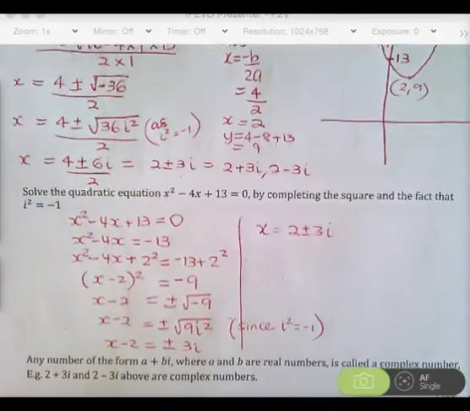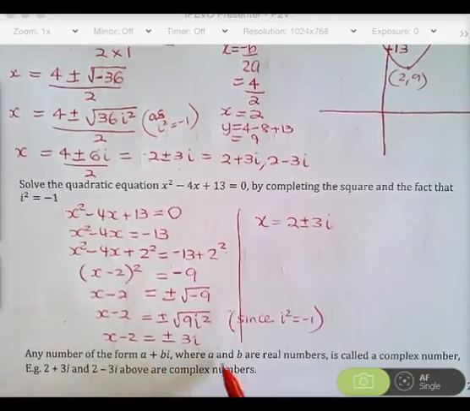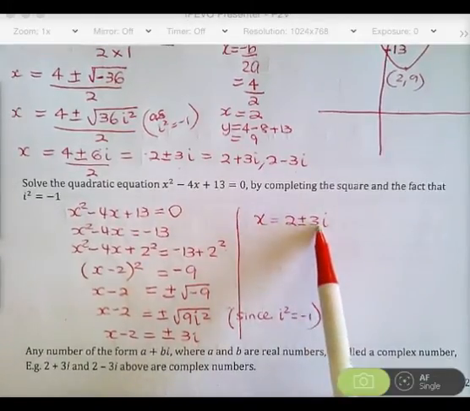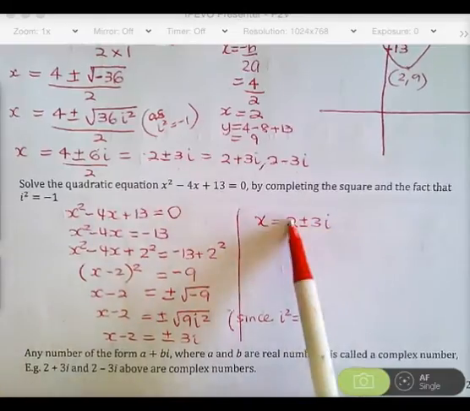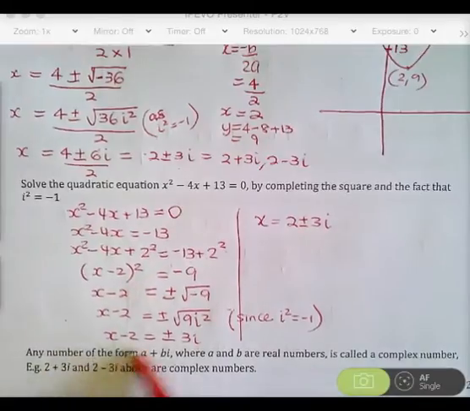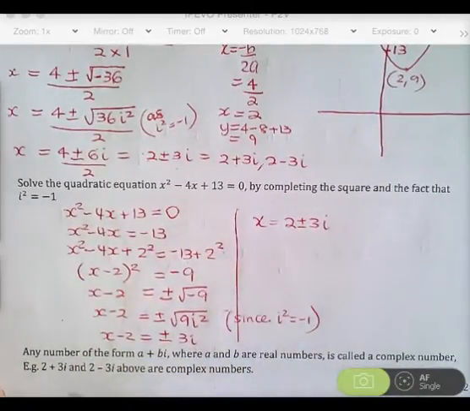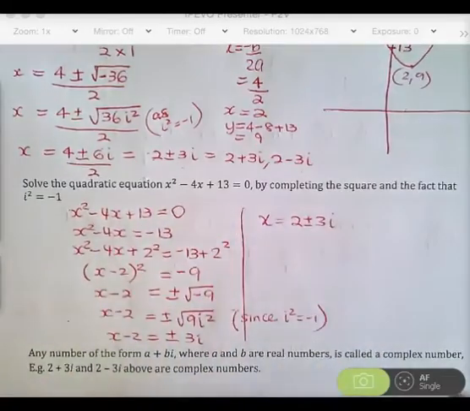All right? Now, any number of this form, a plus bi, notice that a and b are real. So, for example, a here is 2 and b is 3. You've got a real bit, which is the 2, and the imaginary bit, which is the 3i. So any number of the form a plus bi, where a and b are real numbers, is called a complex number. So, for example, 2 plus 3i and 2 minus 3i, those two numbers above, are complex numbers.